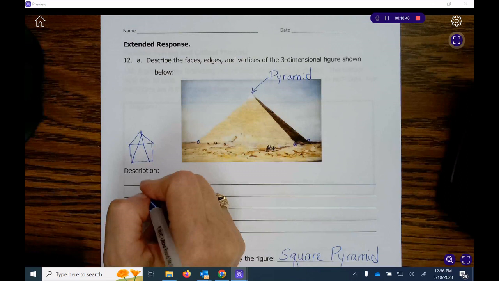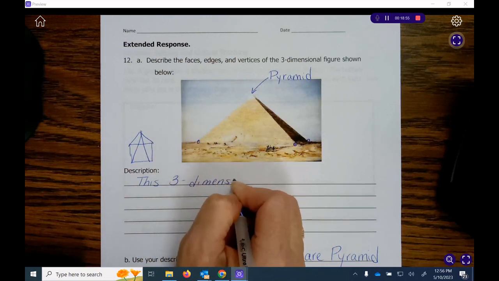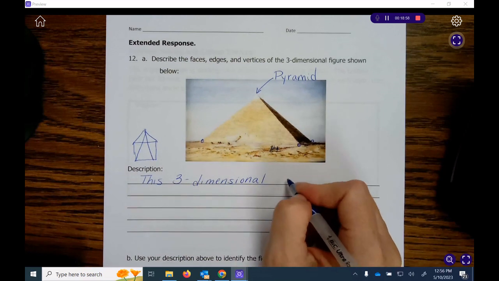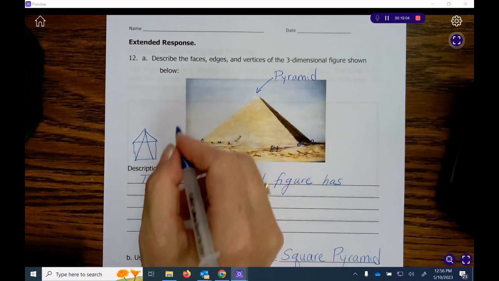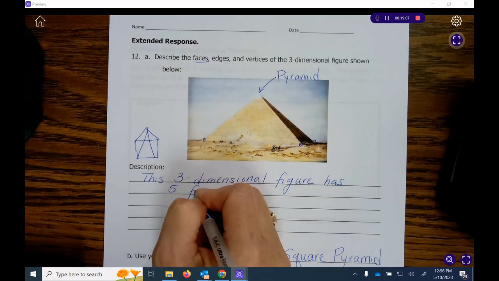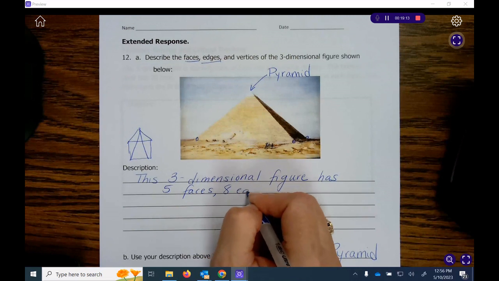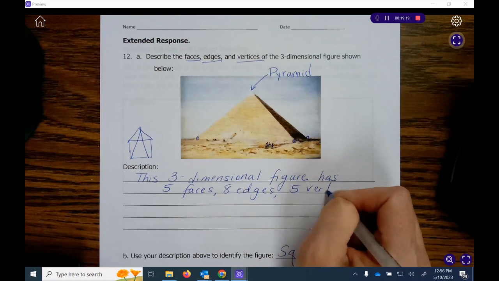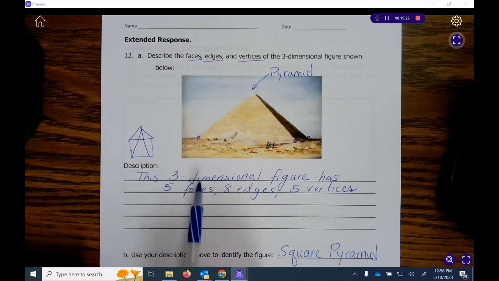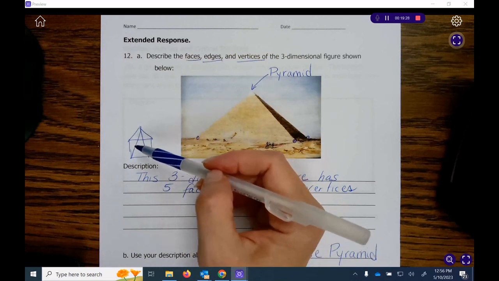And it's asking for faces. So I would say this 3-dimensional figure has 5 faces, 8 edges, 5 vertices. So 5 faces, the triangles are 1, 2, 3, 4, and then the base is a rectangle.